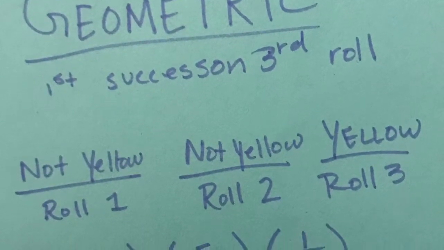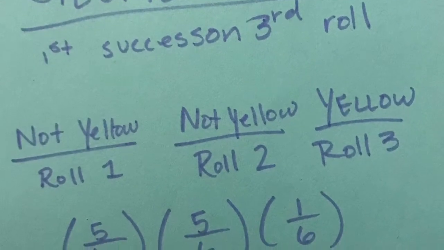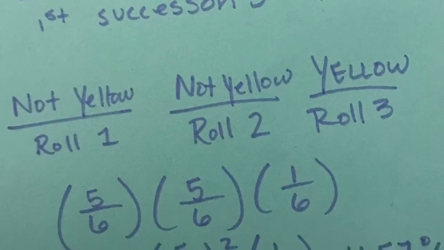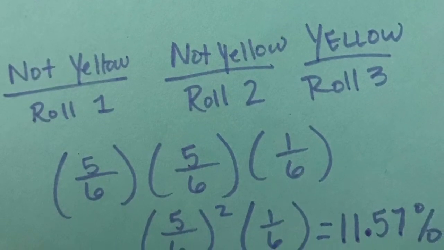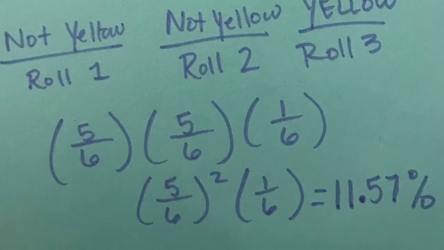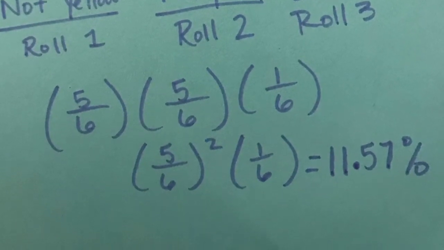So when I break down this idea, I realize that my first roll is not yellow, which is 5 out of 6 chance. My second roll is also not yellow, which is 5 out of 6 chance. My third roll, I finally get a yellow, which is a 1 out of 6 chance. So I'm going to multiply all these probabilities, 5 out of 6 and 5 out of 6 and 1 out of 6, and I get about 11.57%.